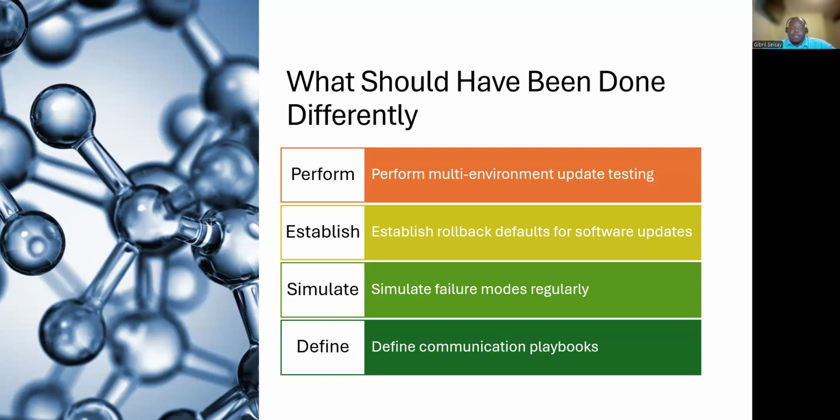What should have been done differently? Perform, establish, simulate, and define. This incident was preventable. I'll say that's the key takeaway from this. This was very much a preventable incident. If multi-environment testing was done, if there were better protocols with simulation, all of this could have been caught.